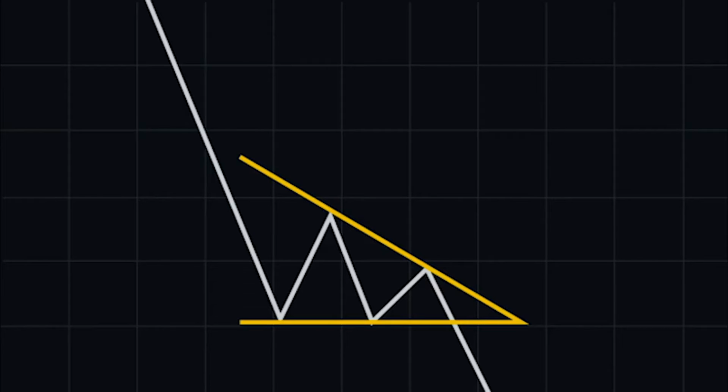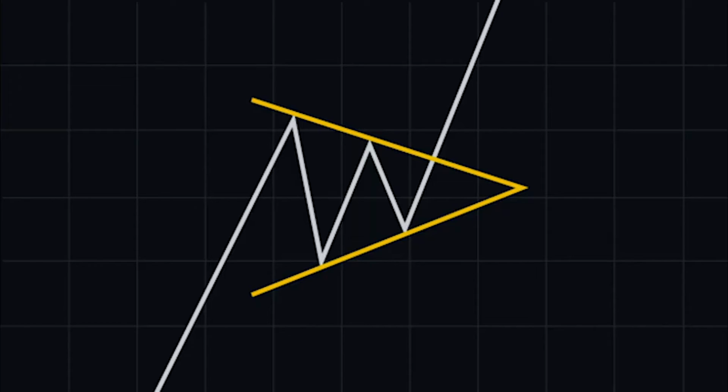Now, the descending triangle is essentially the opposite of the ascending triangle. It is the inverse of the ascending triangle. It forms when there's a horizontal support area and a falling trend line drawn across a series of lower highs. In the same way as the ascending triangle, each time price bounces off of the horizontal support, sellers step in at lower prices, creating lower highs. Typically, if the price breaks through the horizontal support area, it's followed by a quick spike down with high volume. This makes it a very bearish pattern.